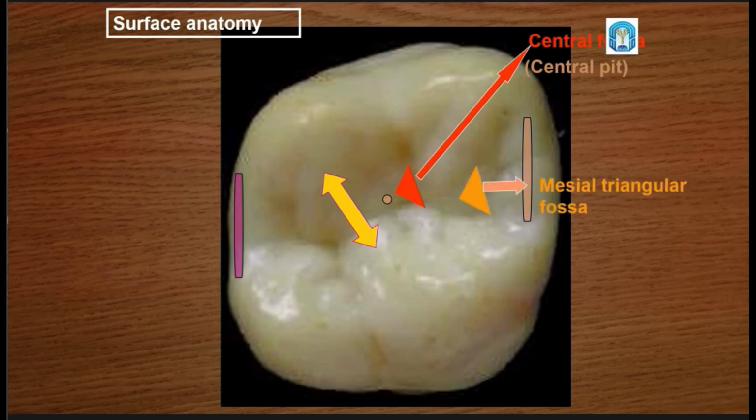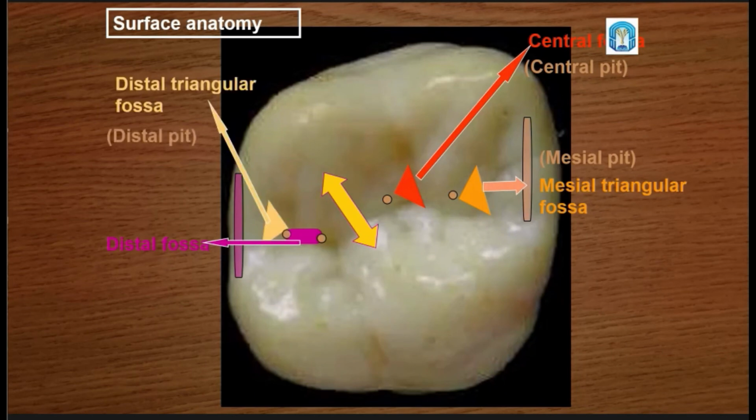This is the mesial triangular fossa. This is the mesial triangular pit or mesial pit. This is the distal fossa. Distal fossa is distal to the oblique ridge. There is a distal pit. This is the distal triangular fossa. There is also a distal pit.